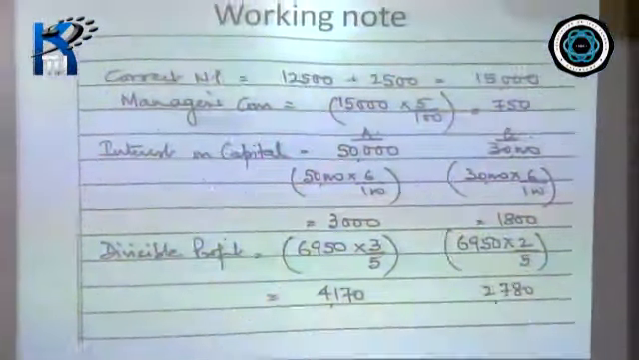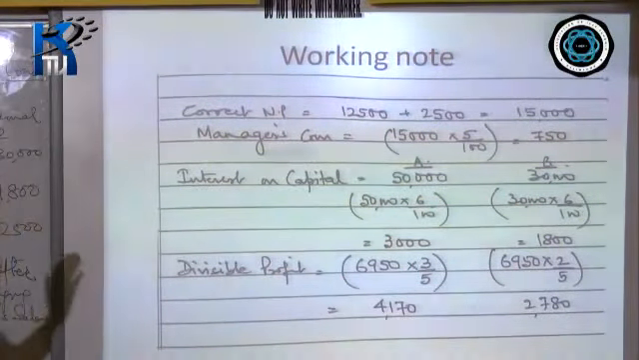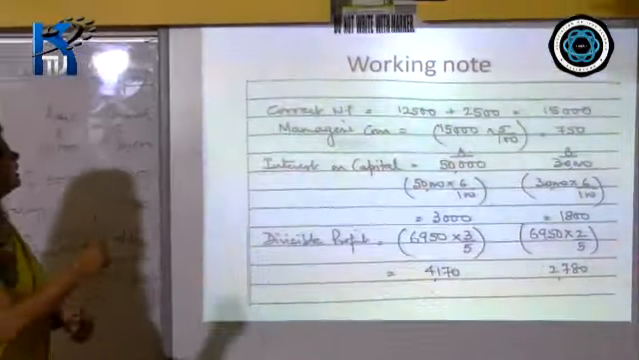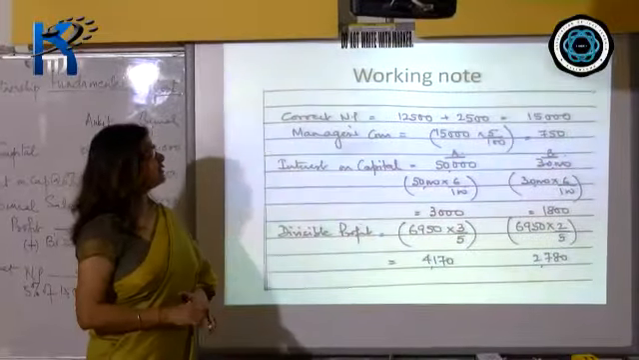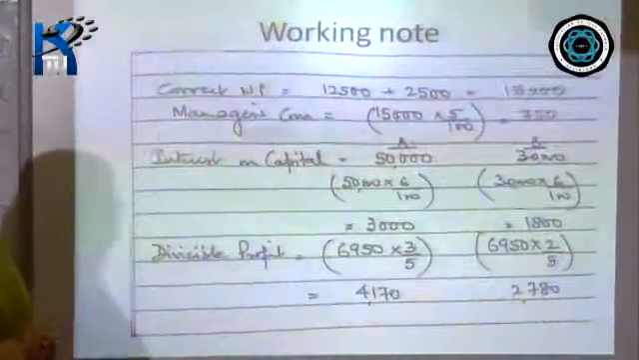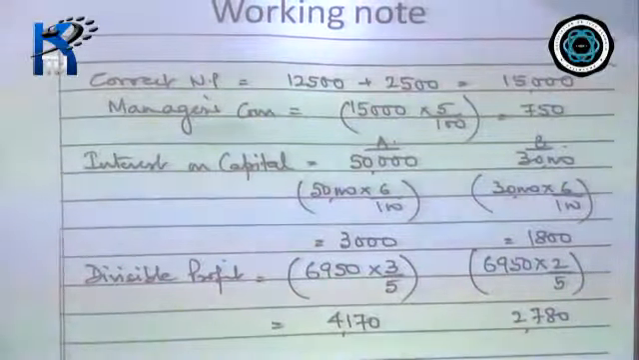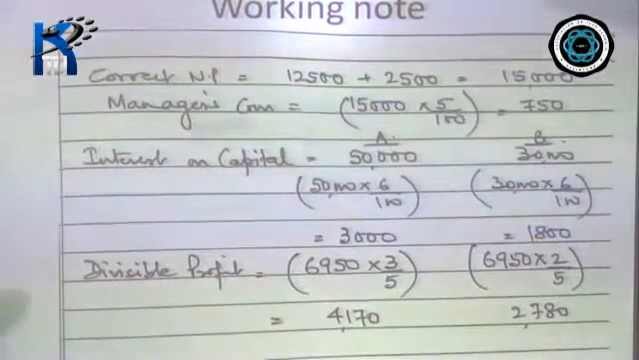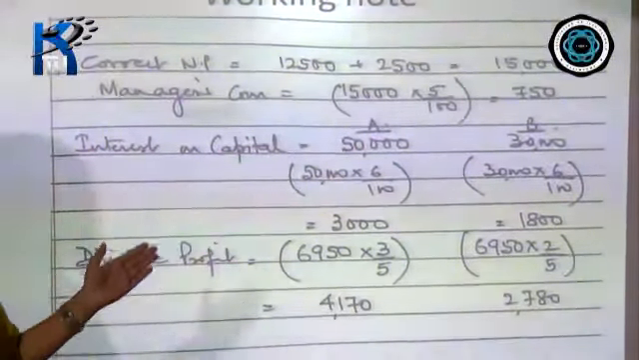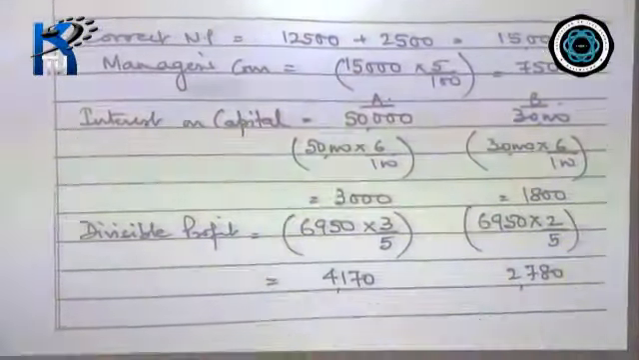Now this is the working note, how you are going to show, because working notes also carry marks in the exam. It is always advisable not to do it orally, just to show how the answer was derived. So correct net profit was 12,500 plus 2,500, which is 15,000. Manager's commission was 5%. So 5% of 15,000 came out to be 750. Then interest on capital. Interest on capital was 6%. So 6% of 50,000 is 3,000. And 6% of 30,000 is 1,800. And then the divisible profit was distributed in the ratio 3:2.